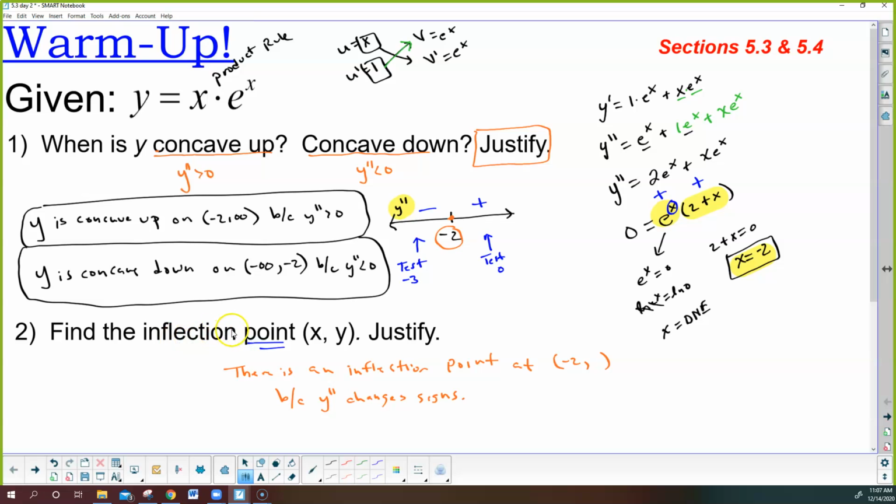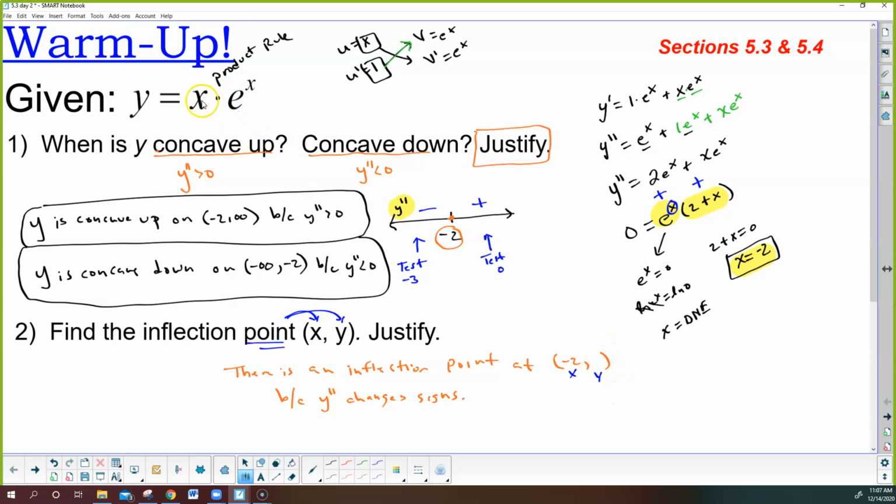They said find the inflection point. A point is x, y. They're most likely not going to give you this x, y. When you see the point, you need to find both the x and the y. Well, we know what x is, right? We have to find y. And when they're talking about points, you always go back to the original problem.